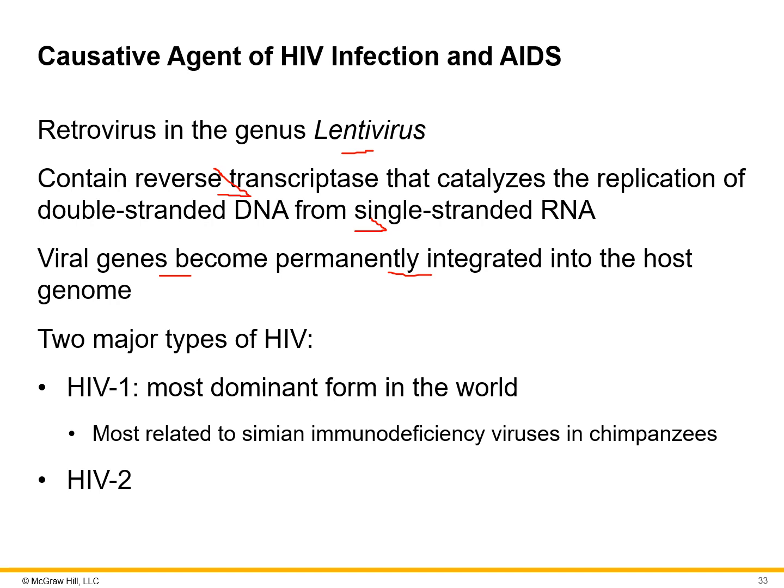There are two major types. The most dominant is HIV-1, which is most related to the virus seen in chimpanzees, but there is also an HIV-2.